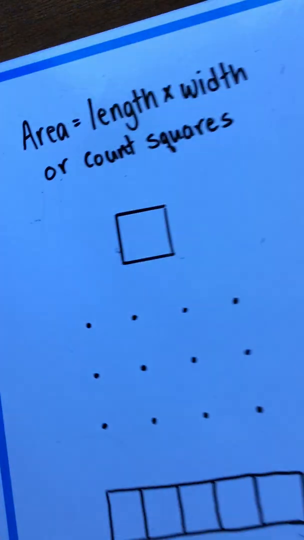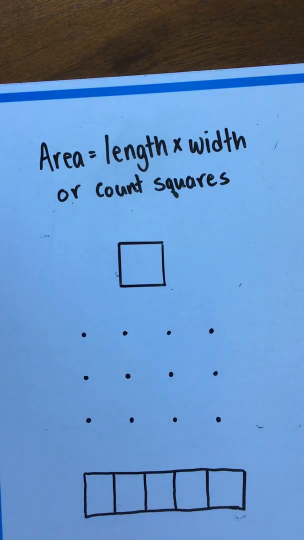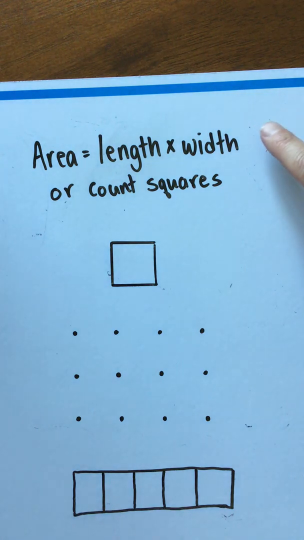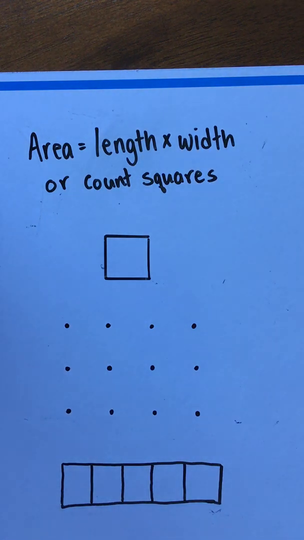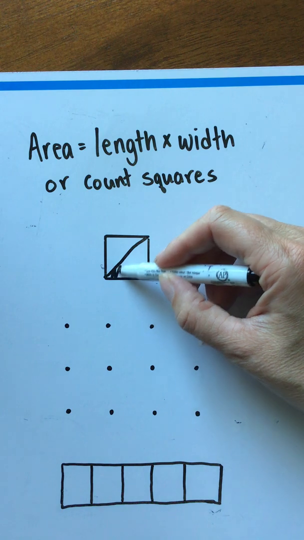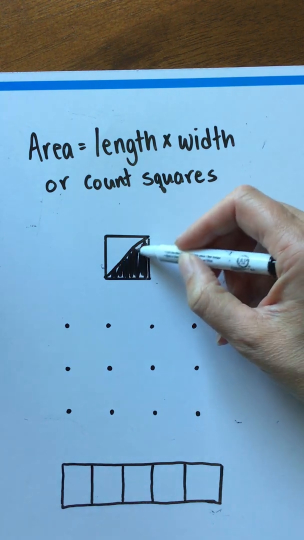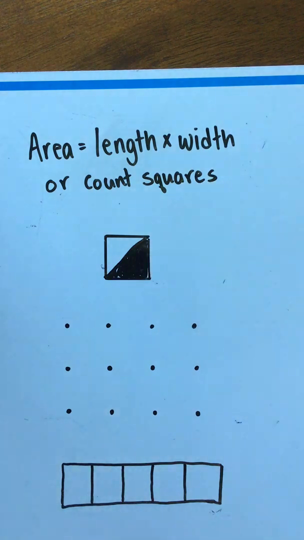All right, so we learned about area last time. And we learned that area is the length times the width of a rectangle, or you could count the squares that a rectangle is made up of. Okay, so what if I have this square here, and then I cut it in half, and I only want this part? How would I know what the surface area of the part that I shaded in is?